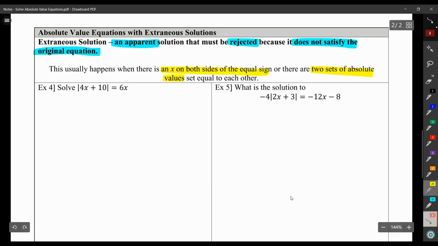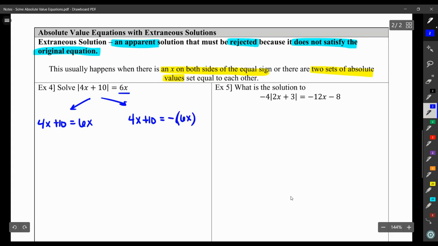So if we look at number 4, it has an x on the inside and an x on the outside. So there could possibly be one of those extraneous solutions going on for number 4. So let's see. We're going to solve it just like normal. So this has the absolute value already isolated, so we are ready to split this into its two equations. So the first equation is going to be the inside, 4x plus 10, equal to the positive version of the right, so 6x. The second equation is the inside, 4x plus 10, equaling the negative version of the outside. Make sure you put parentheses around it to make sure you don't miss something.